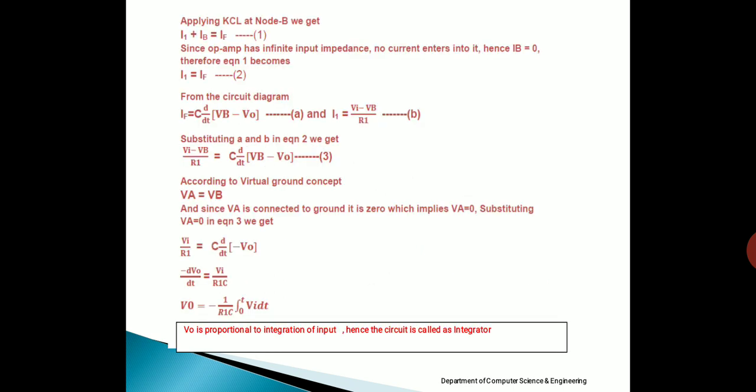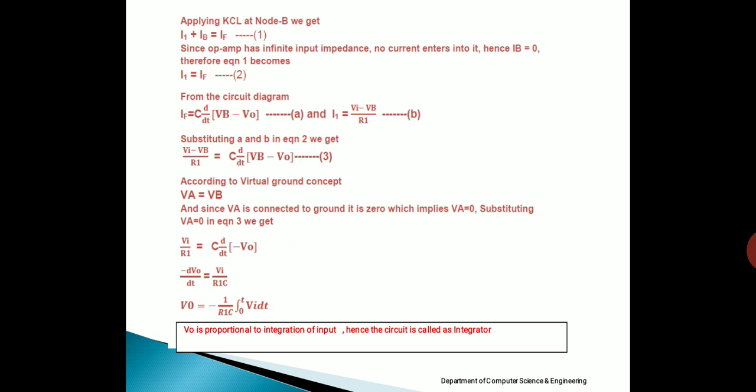So start by applying KCL at node B again. When we apply KCL at node B, we get I1 plus IB equal to IF. That is our equation 1. But again, the op amp doesn't carry any current because of its very high input impedance. Ideally, the op amp has infinite input impedance, so current IB is 0. So we can write equation 2 as I1 equal to IF.